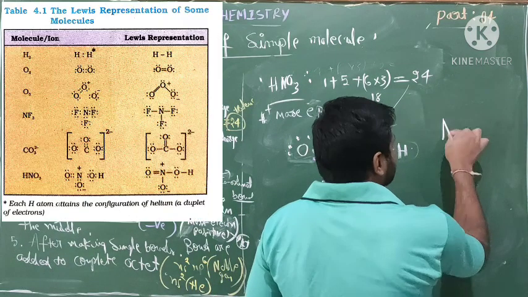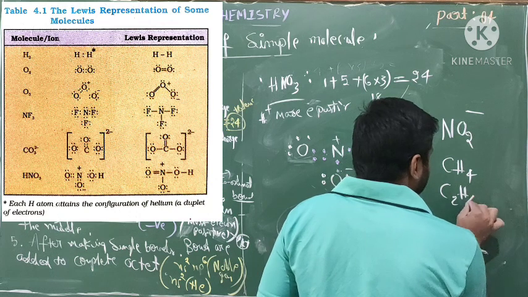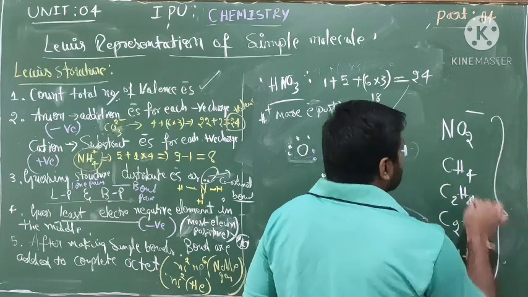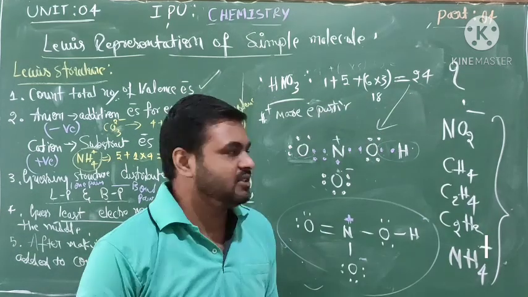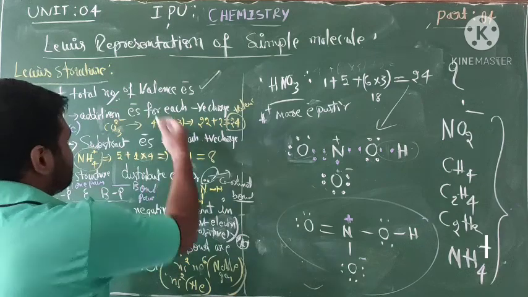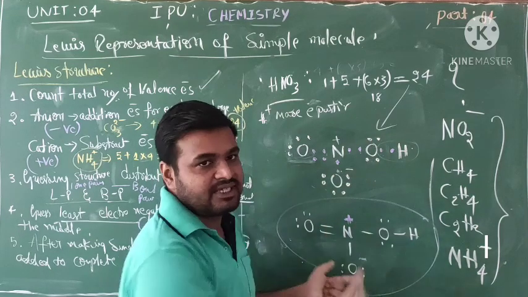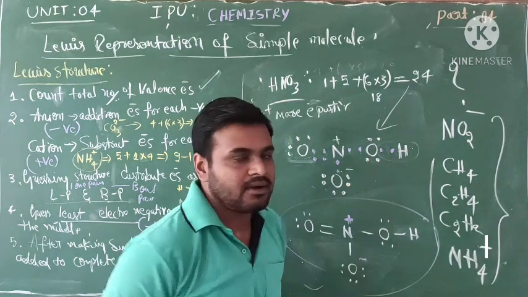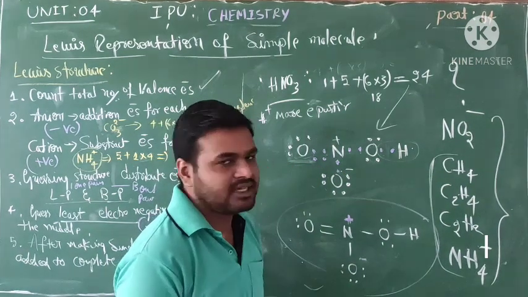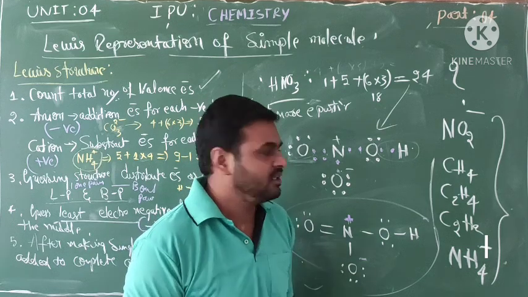Next, examples to try: NO2 minus, CH4, C2H4, C2H2, and NH4 plus. So try to solve these 5. Using all these points, it is very easy to write the Lewis structure. Try these. I already solved these 4 in a previous section of the classes, so watch those videos one time. Okay, thank you.